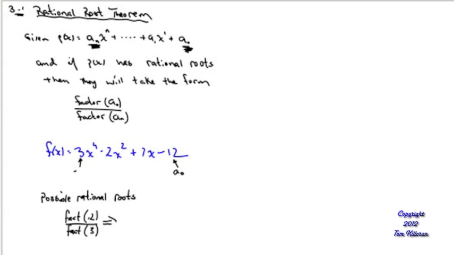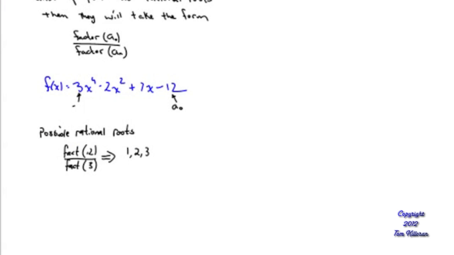Okay. So what are factors of 12? In other words, what divides evenly into 12? First number? 1's always going to be the first number. So 1, 2, 3, 4, 6, and 12. Factors of 3? 1 and 3. So it's not a huge list. Some of these get a little bit crazy, but this one's not too bad.